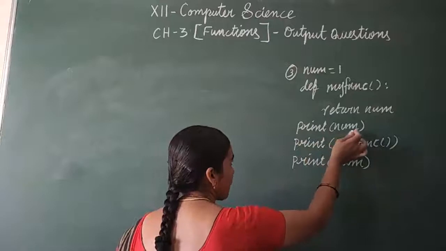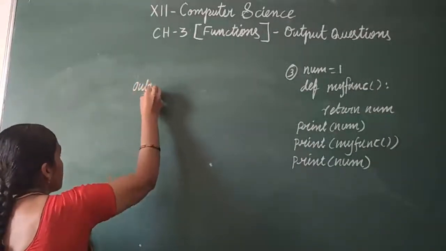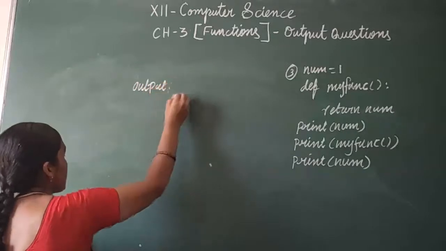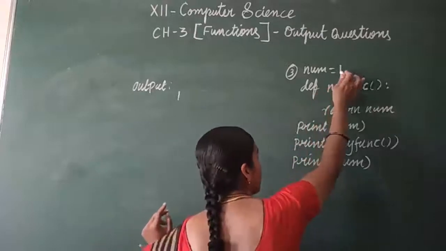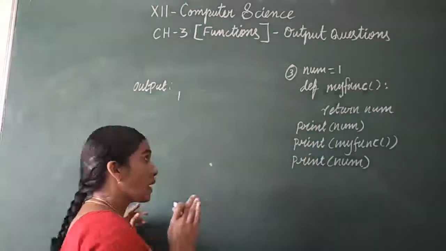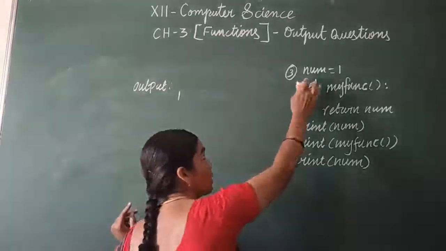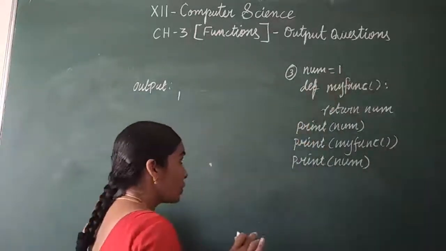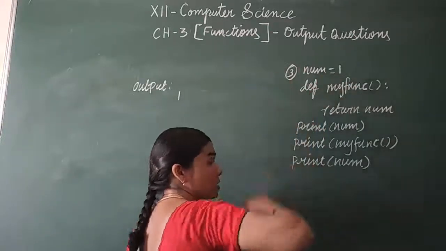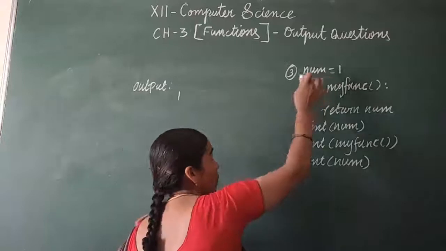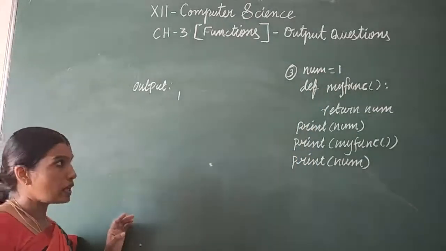So here, print num. What value does num have? 1. Here num is equal to 1. We assign the value 1 to the variable num. This is a global variable, because we use this variable num outside the function. So num is a global variable.